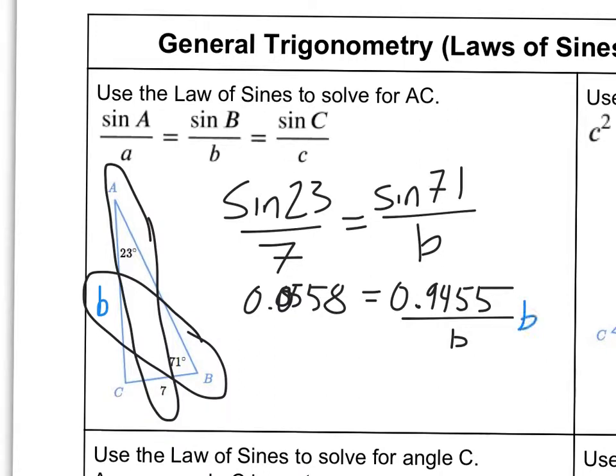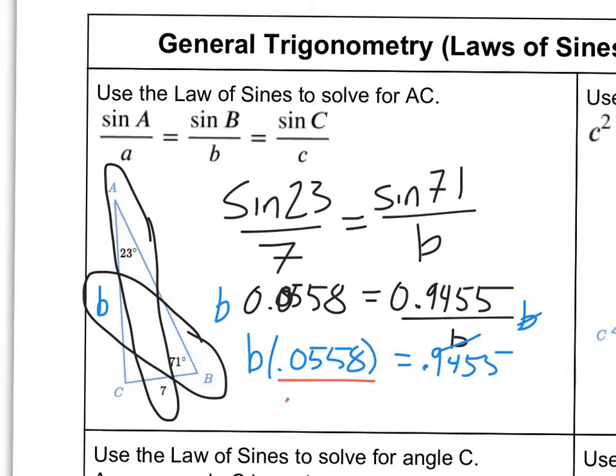Multiply by b to both sides. Whenever I have a variable in the bottom, I need to make sure that I get it out of the bottom. And when we do that, we get b times 0.0558 is equal to 0.9455. Dividing both sides by 0.0558, that gives us a b value that is going to be 16.94 as our final answer.